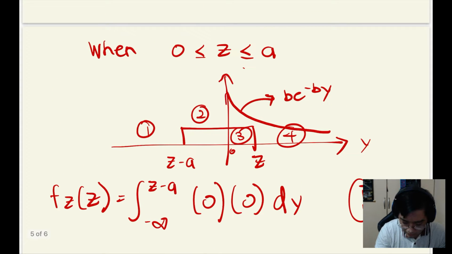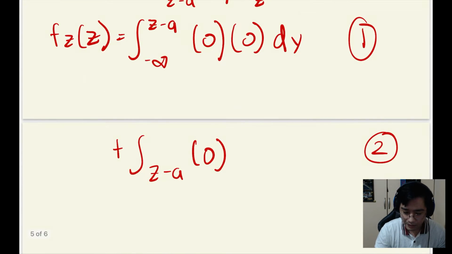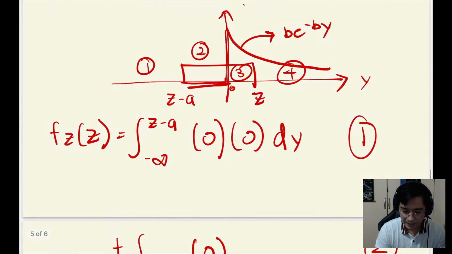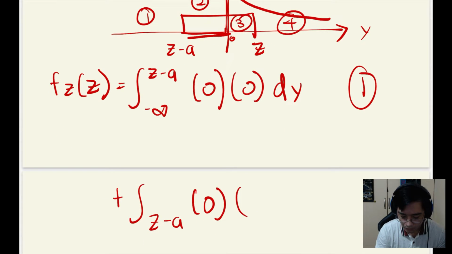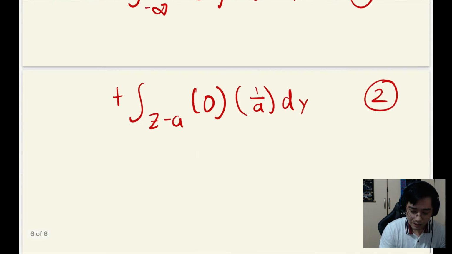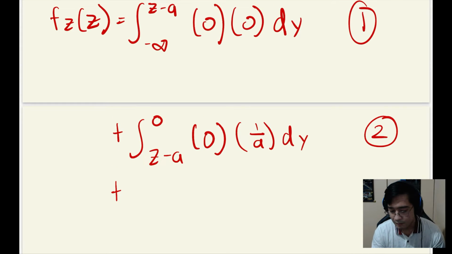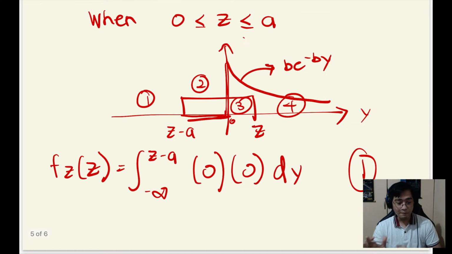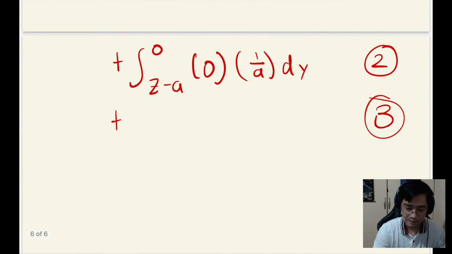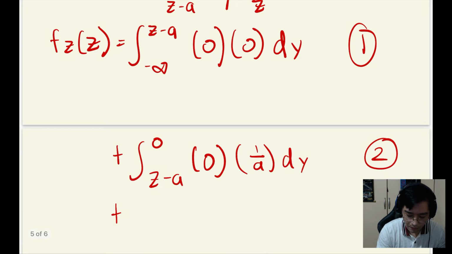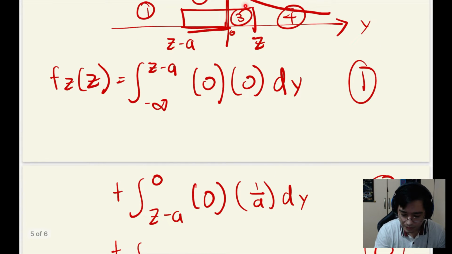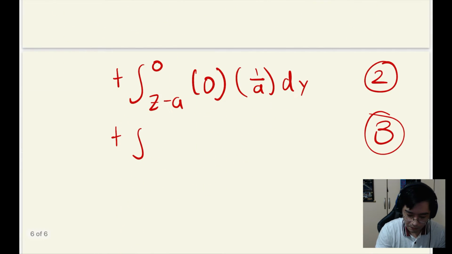This is still 0 at this region, but the probability distribution function of x at this region is now 1 over a integrated over y. So that is still 0. But we all know, so this is from z minus a to 0, that the region of overlap between the two is only at region 3. So that is the integral from 0 to z.